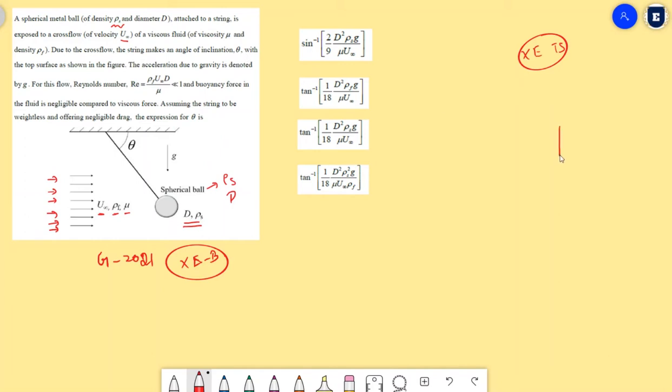So initially the string might be like this, and now the cross flow is happening, and due to this cross flow only, the string is getting tilted. It is getting tilted, and the angle of inclination from the horizontal was theta, as they mentioned here. With the top surface as shown, the angle was theta with the top surface. The acceleration due to gravity is denoted by g, and for this flow, Reynolds number.